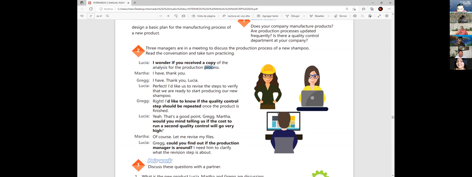Okay, process is also something we already studied. Well, I guess it is clear, the conversation between Lucia, Martha, and Greg. All right, well, now this conversation is very easy. So we're going to practice in trios. One student will be Lucia, another student will be Martha, and another will be Greg. Try to switch all the characters of the reading.